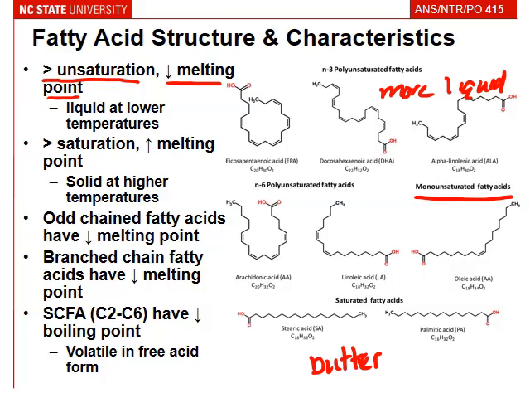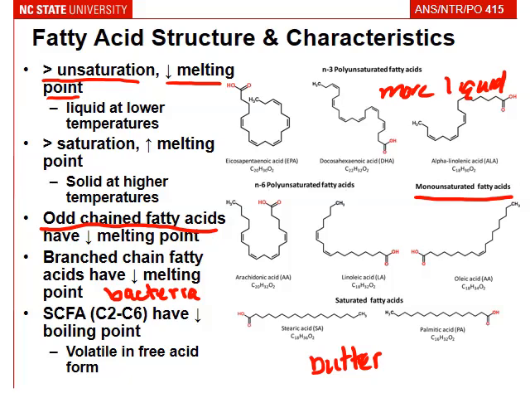In addition, we have these other fatty acids that we haven't talked about. We do have some odd-chain fatty acids and our branched-chain fatty acids. Both our odd-chain fatty acids and our branched-chain fatty acids have lower melting points, so they will be more liquid at lower temperatures. Our odd-chain and branched-chain fatty acids are primarily coming from bacteria or various other microbes. Most mammals are not able to synthesize odd-chain and branched-chain fatty acids.